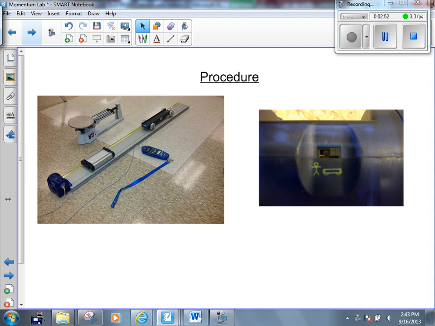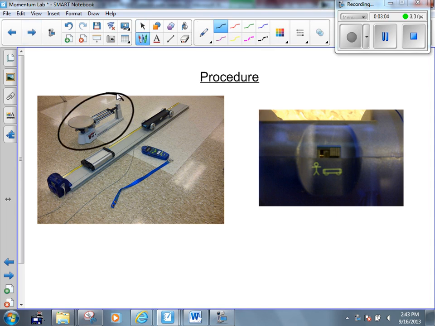Now, you saw real quickly up here a really short demonstration of these two carts colliding. This is kind of a blown-up version of what the apparatus is going to look like. You can see, first of all, here a triple beam balance scale. That's going to be used to measure the mass of cart number one and of cart number two. We need the mass in kilograms of both cart number one and cart number two.